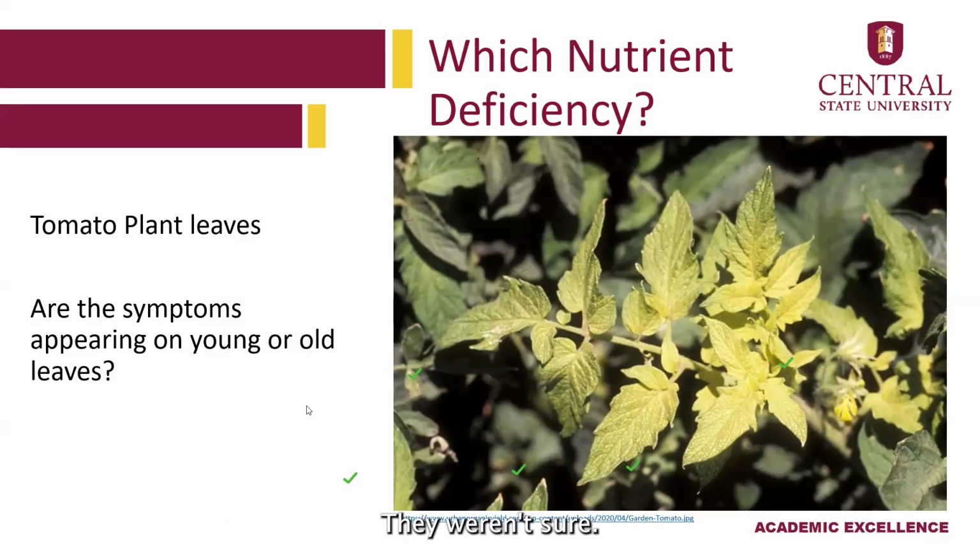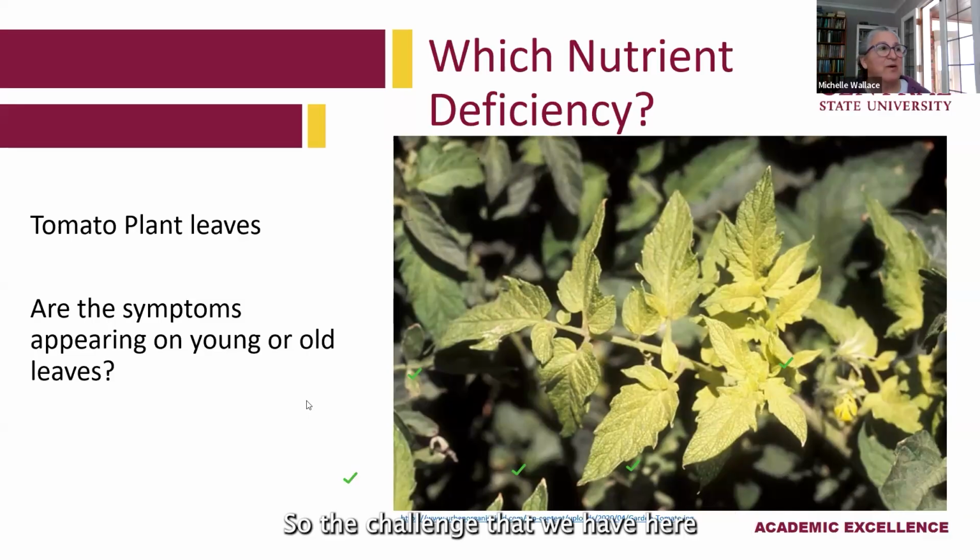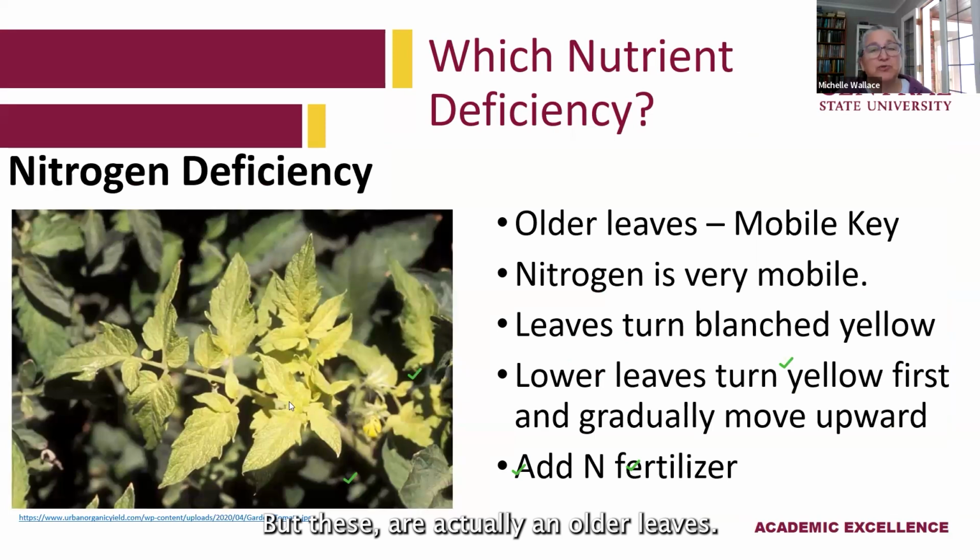Okay, so the challenge that we have here is that I have one picture, and sometimes it's easier to see if we see the whole plant. But these are actually on older leaves. And you can look and see here we've got signs of flowering. So we have older leaves, which would mean that you would use the mobile nutrient key.